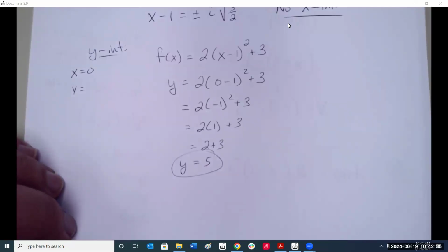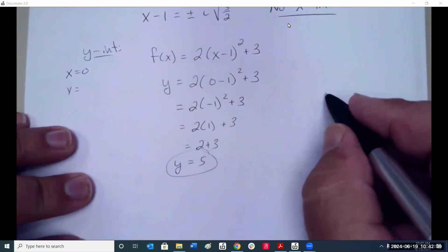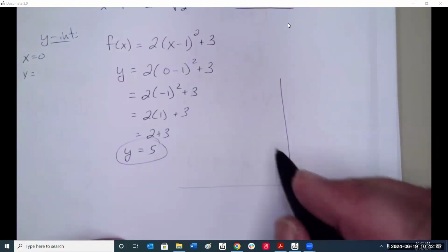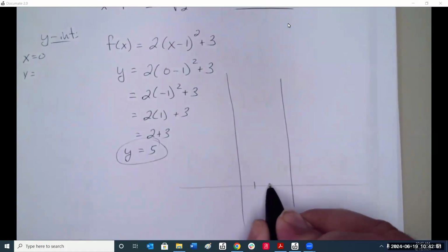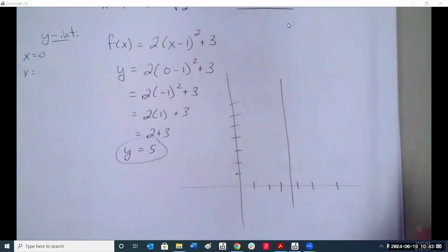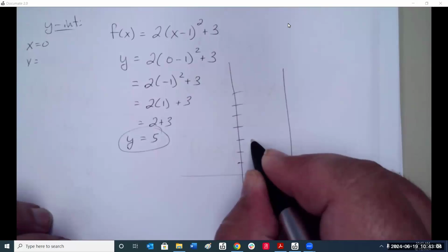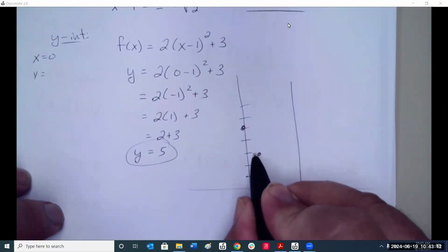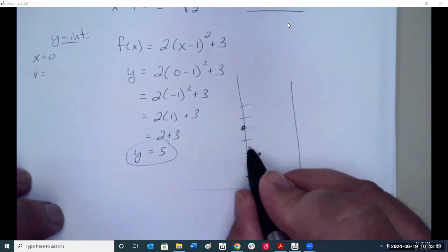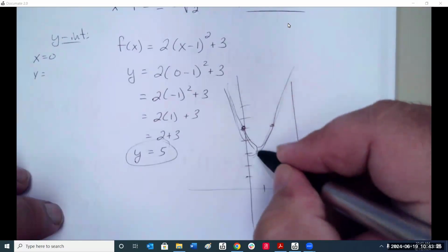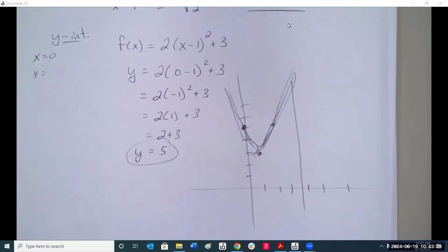It opens up. The y-intercept is at 5. Should have put it 1, 2, 3, 4, 5, 6. So my vertex is at 1, 3. It crosses at 5. So it's from the vertex up over 1, up 2. So we do the same thing. Go over 1, up 2. There's my graph. Because of the symmetric properties.